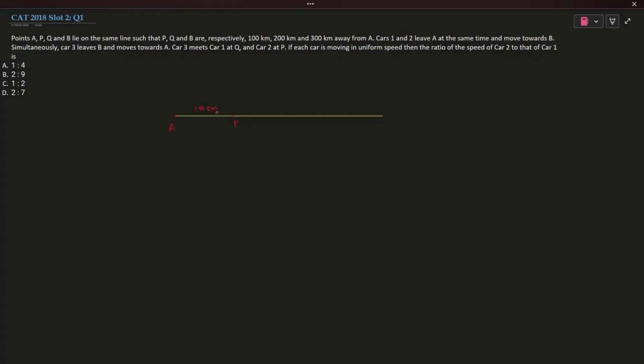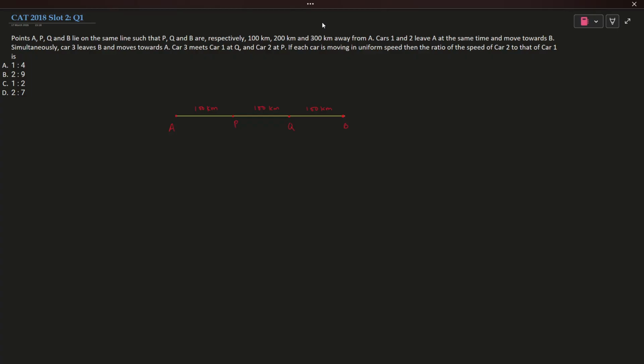Now Q is 200 kilometers from A. That means it is 100 kilometers from P. So this will also be 100 kilometers and this will be Q. And B is 300 kilometers from A, so 100 kilometers from Q. Okay, so these are the points on the straight line.